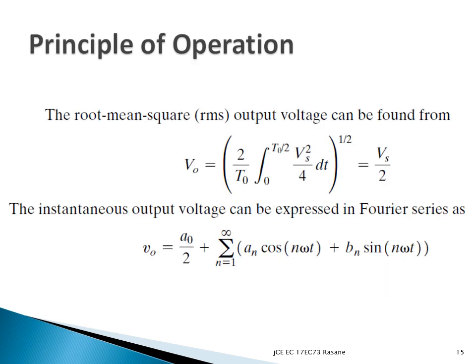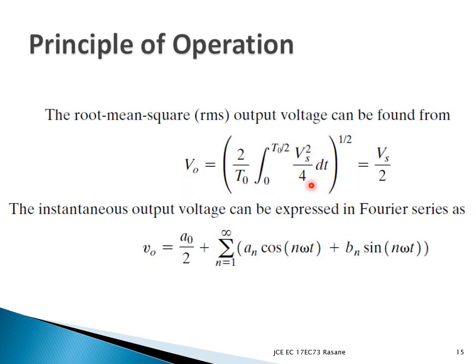So looking at this half bridge inverter, let us look at the performance parameters. The root mean square output voltage can be found from V0, which is the RMS value, nothing but integration from 0 to T0/2. It's a square wave with both positive and negative values, and the values will be Vs²/4 because the amplitude is Vs/2. So when I squared it, it becomes Vs²/4 under the root sign. So this is your RMS value.